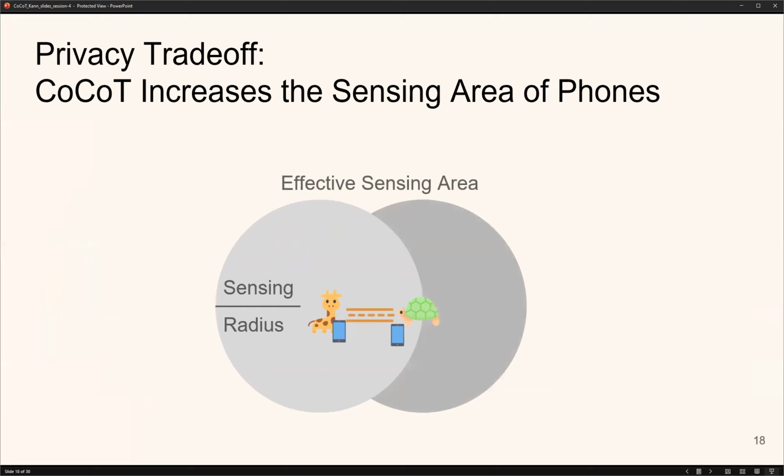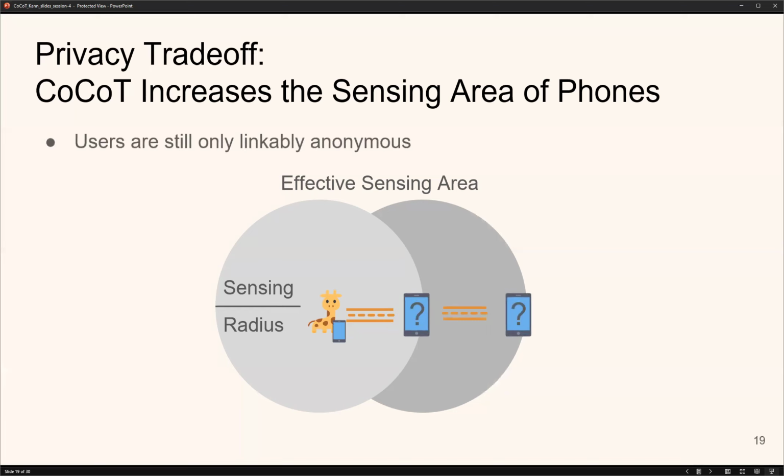But when we rebroadcast distance estimates, the giraffe's phone is now additionally aware of the turtle's phone's sensing area, effectively doubling its sensing area if the phones have roughly equal radio strength. This allows the giraffe to see another user nearby, which it wasn't previously able to see. But because we're built on strong existing cryptographic guarantees, the giraffe's phone only sees linkably anonymous users and can't see the true identity. There's ways that the giraffe can get around this, which are made easier by CoCoT, but these exist already with existing solutions, and the ease that CoCoT adds is insignificant. You can see more about that in our paper.